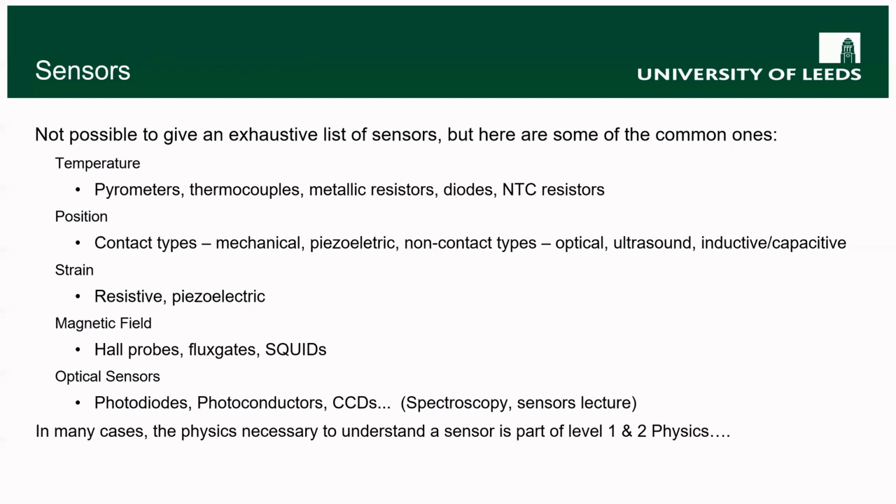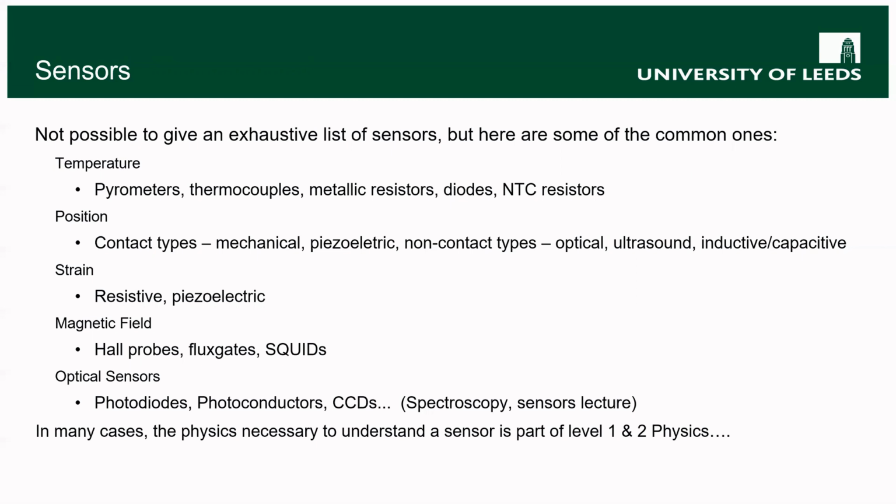We're going to talk later on in another lecture more about optical sensors as part of the spectroscopy series of videos. But under optical sensors, we include things like photodiodes, photoconductors, and charge-coupled devices, CCDs, and we're going to discuss those in more detail later.